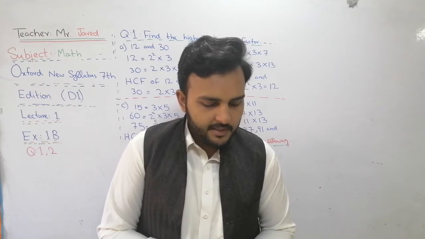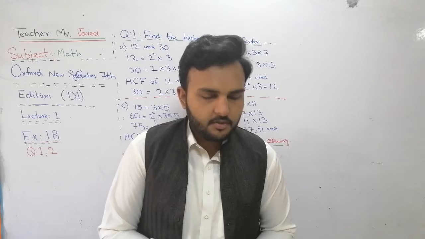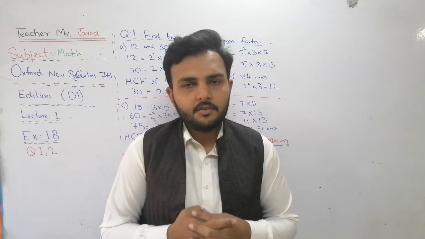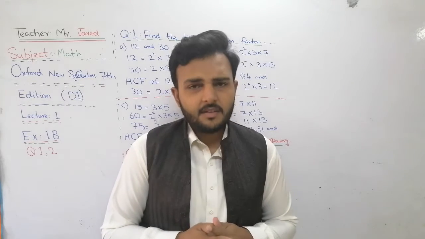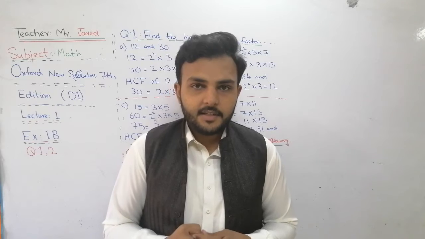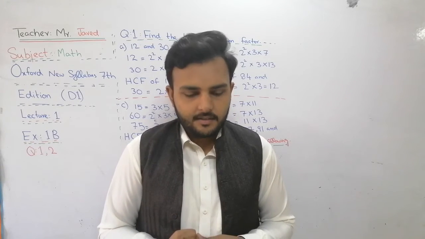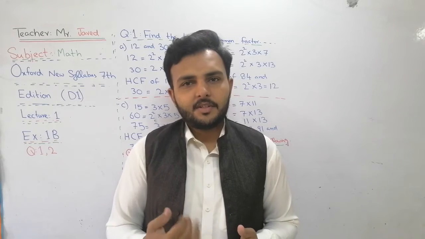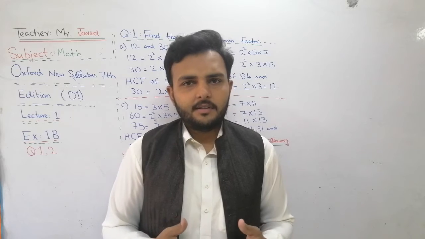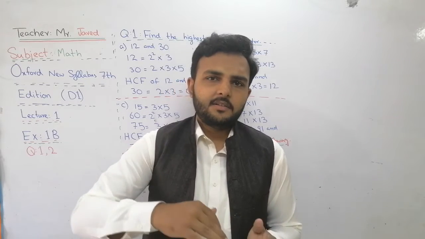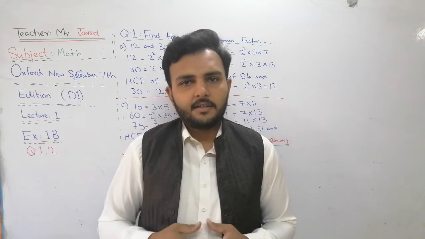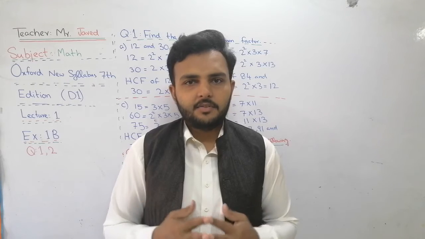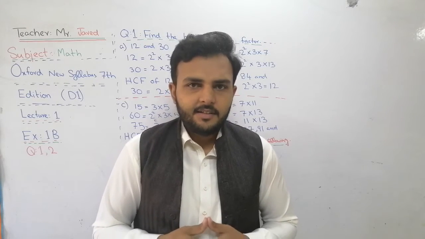In question number 1, find the highest common factor of the following. First of all, I want to introduce what the highest common factor is. Highest means the greatest one, the biggest. Common means present in more than one thing. Like if 2 is present in the first, second and third values, then 2 will be common.